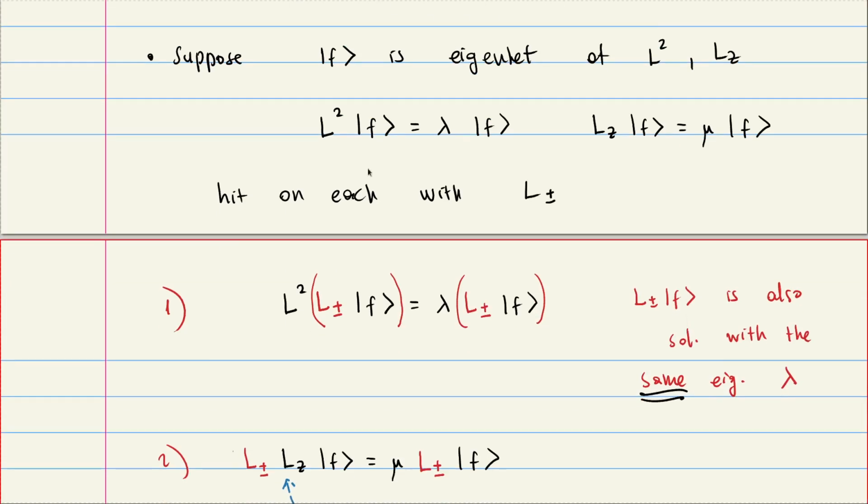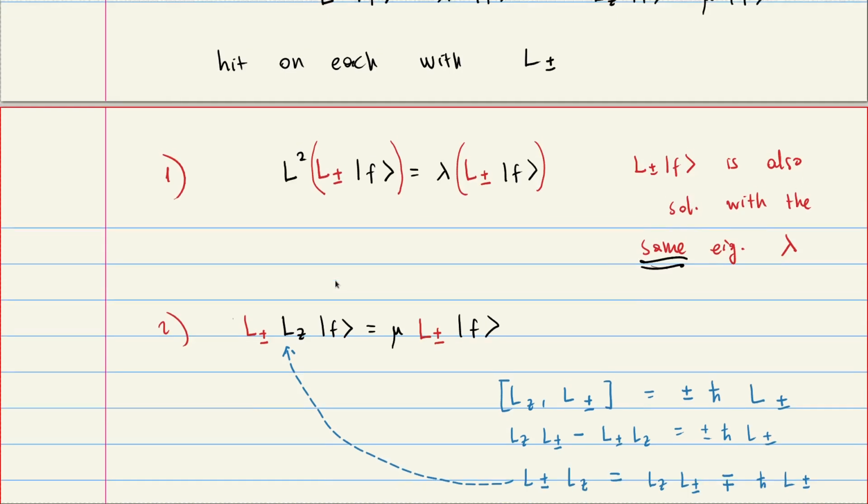And we said let's hit each of these equations with L plus. And the first one was easy. If L squared F is lambda times F, which means F is a solution, then hitting with L plus or minus shows us L plus or minus F is also a solution, but importantly, a solution with the same eigenvalue, right? It's just a one line calculation. Hopefully you remember that. If not, you can just do it in 30 seconds.